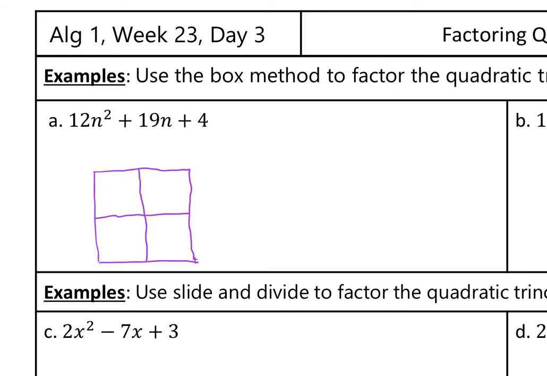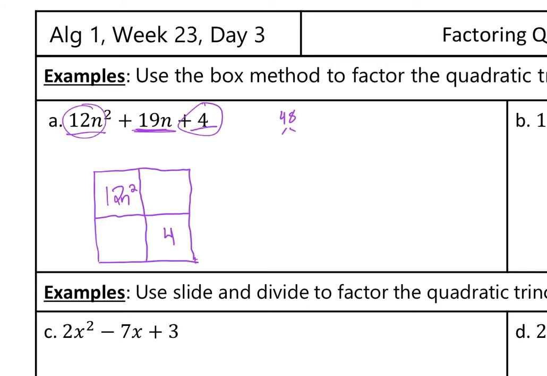So here's what we do. We take the first term. This is just a way of organizing what we did with split the middle term, by the way. Put the first term in the top left, and we put the last term in the bottom right. And then we are going to split the middle term up to put it in the other 2 boxes. To do that, same thing as before, we have to do 12 times 4, which is 48, and we have to figure out what multiplies to get 48 that adds to get 19.